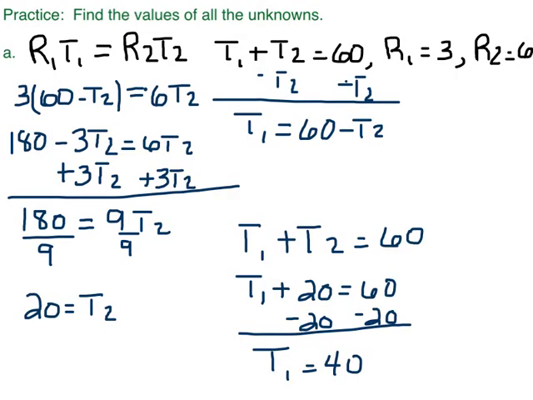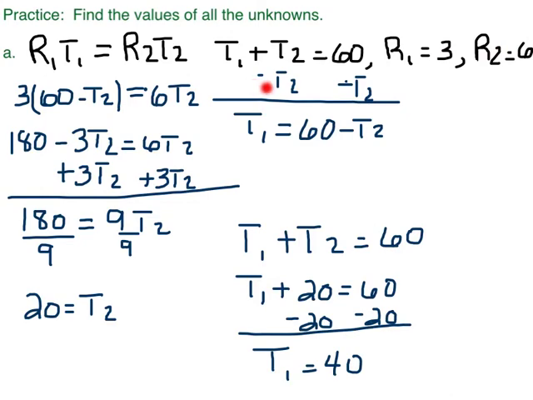Okay, so for our practice problems, we have one practice problem, or no, I think we have two, with systems of equations. So let's get down to that. I've worked it out here for you. Let's talk through it. We know that R1T1 equals R2T2. And then we know T1 plus T2 total is 60. We know that R1 is 3 and R2 is 6.